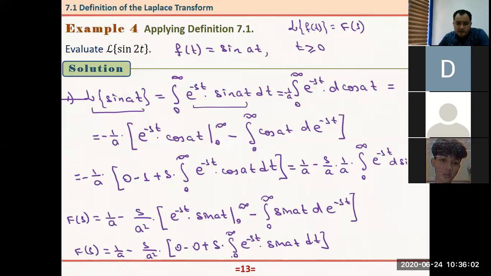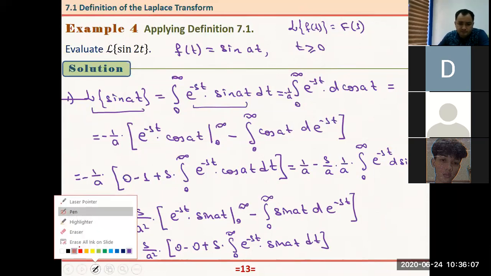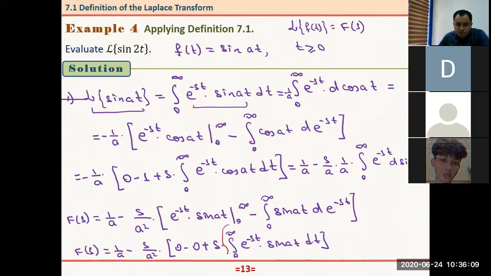Okay, so now if you look at here, this part, what is this? It is our original expression, right? From 0 to positive infinity, e to the power minus st, sine of at dt. So here we have 0 to infinity, e to the power minus st, sine of at dt. So this thing is equal to our F, because that thing is equal to F, right? That is equal to F of s.